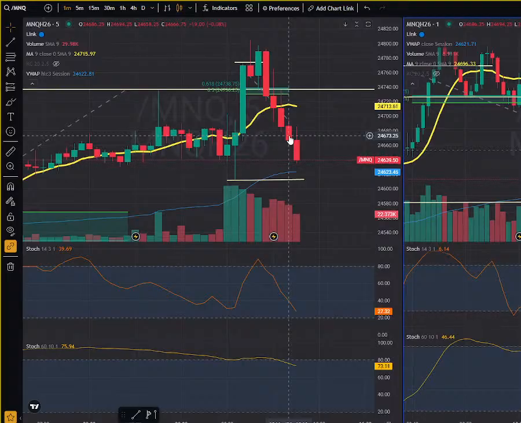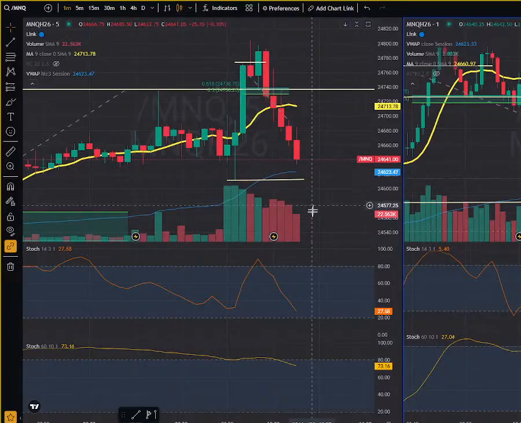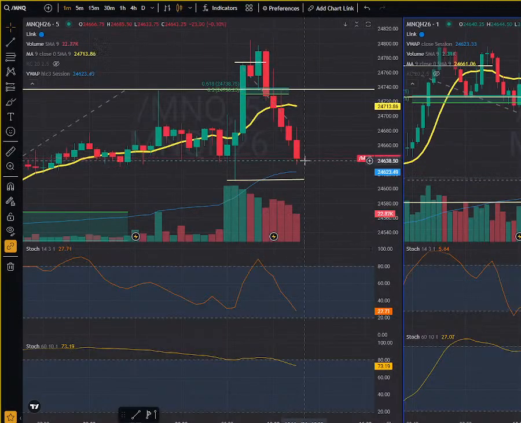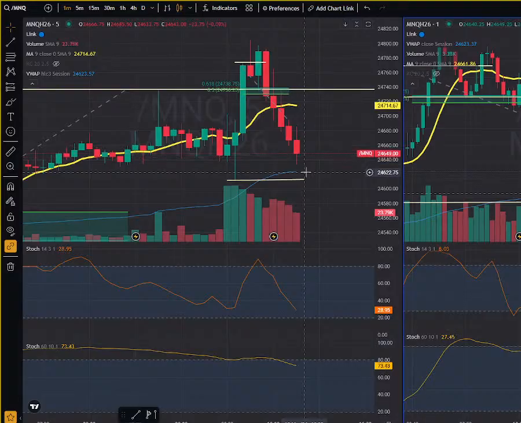Yep, VWAP and pre-market low, so likely the 10:20 or 10:25 candle should signal the reversal, but we're still waiting here. We're still waiting.